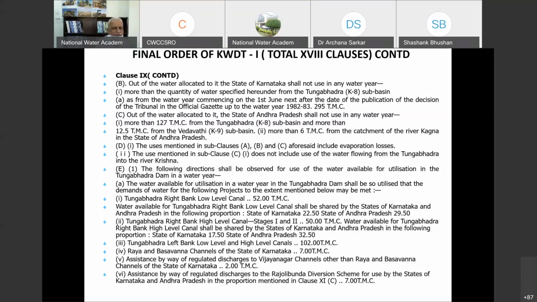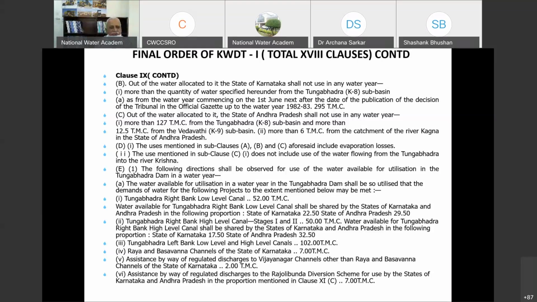In Tungabhadra, they have further given directions that on the right bank low level canal, water use will be limited to 52 TMC. For Tungabhadra right bank canal, Karnataka will use 22.5 TMC, Andhra Pradesh 29.5 TMC. Tungabhadra high level canal, 50 TMC water available in Tungabhadra. State of Karnataka will use 17.50 TMC and Andhra Pradesh 32.5 TMC.